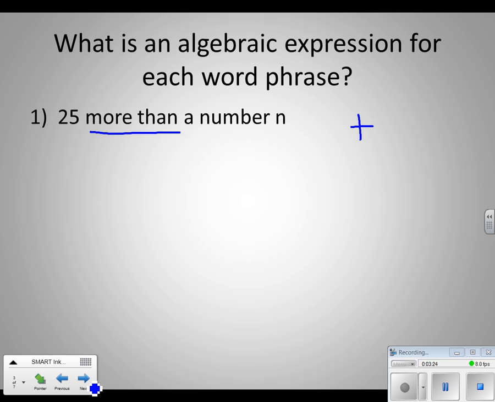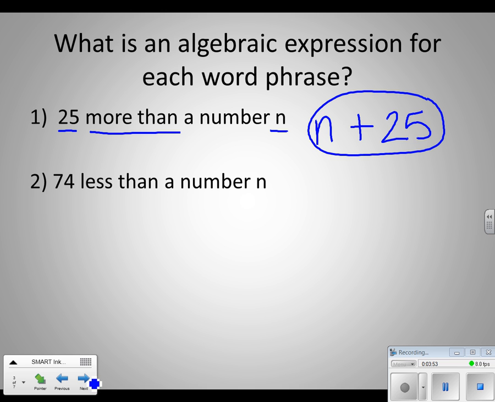25 more than a number n. So we have 25 that we're dealing with in n. So if I have n, which is some number, we don't know that n is representing a value, and we're looking at 25 more than that, we're adding the 25. So n plus 25 would be an algebraic expression. So I'm going to circle that. That is our answer. We could also have 25 plus n. It's commutative. The order doesn't matter.